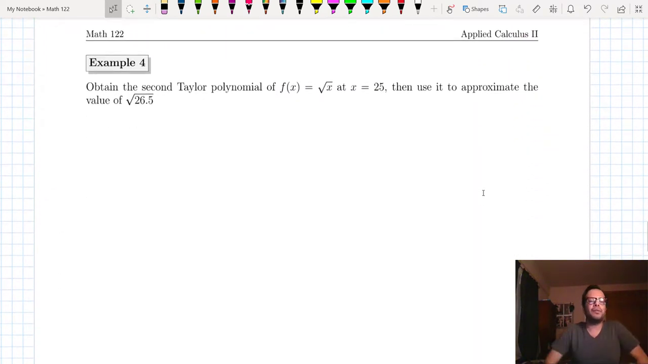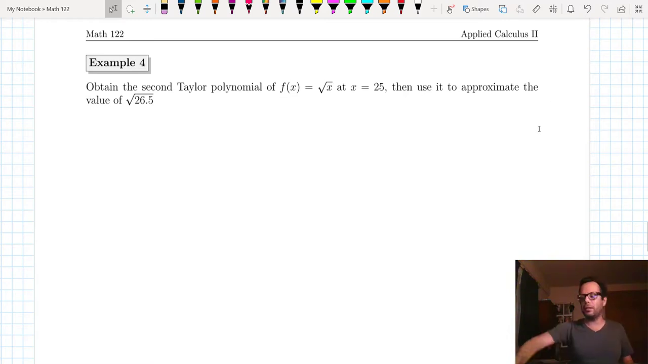Let's do another example. Example 4. Obtain the second Taylor polynomial of f of x equals square root of x at x equals 25. Then use it to approximate the value of the square root of 26.5. So basically, the first example we started on in this section, but now we are going to obtain not only the linear approximation, in this case which would be P1.